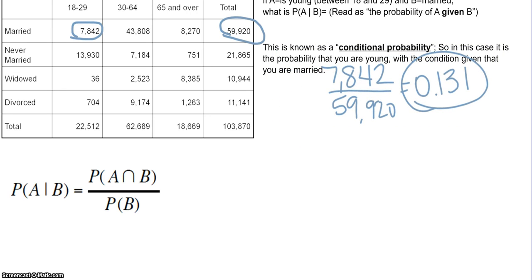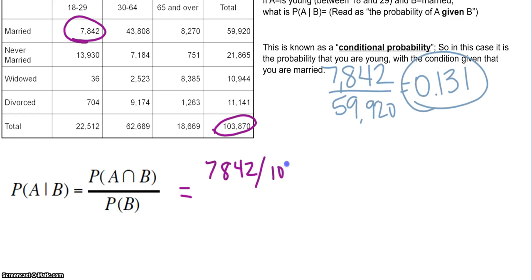So what we have here is that the probability of A given B, the probability of A and B is 7,000, excuse me, let me erase that. Okay, get rid of these as well. So the probability that I am married and young is 7,842 out of the 103,870. So 7,842 over 103,870. That is the top part of the fraction, the probability of A and B.